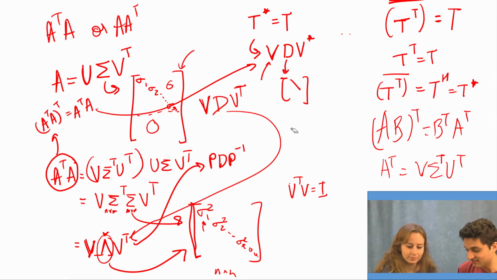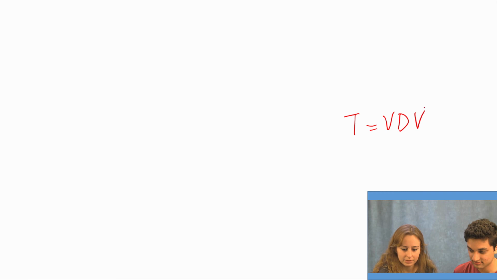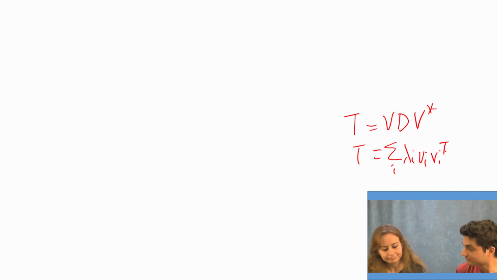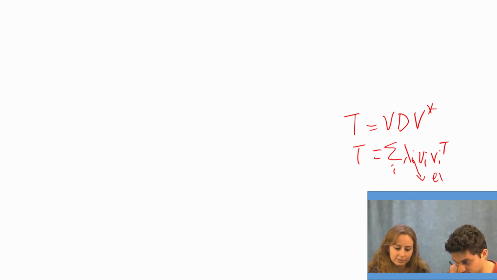Also, sums are my favorite, so you can express this as a sum. Let's go to a new page. So you can say T was V D V Hermitian, right? So we can say T is the sum of lambda i v_i v_i transpose, where the lambda i's are eigenvalues.